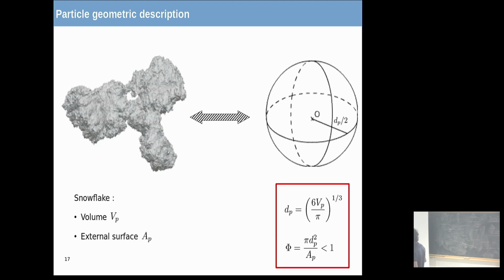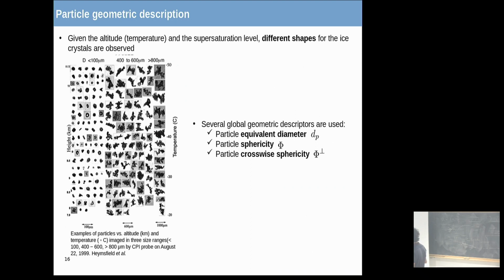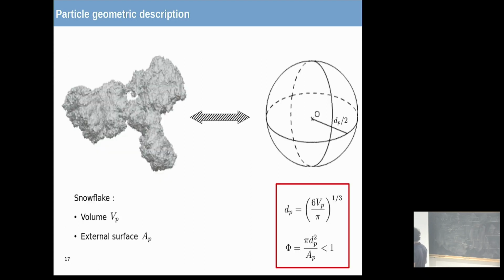So what is the particle equivalent diameter dp? Here is, for instance, a snowflake which has a volume Vp and an external surface Ap. The diameter dp is only the diameter of the spherical particle which would have the same volume Vp. So very, very simple. And the sphericity is only the ratio between the external surface of this equivalent sphere divided by the real external surface of the particle. And it is between 0 and 1. And the lesser phi, the farther you are from a spherical droplet.